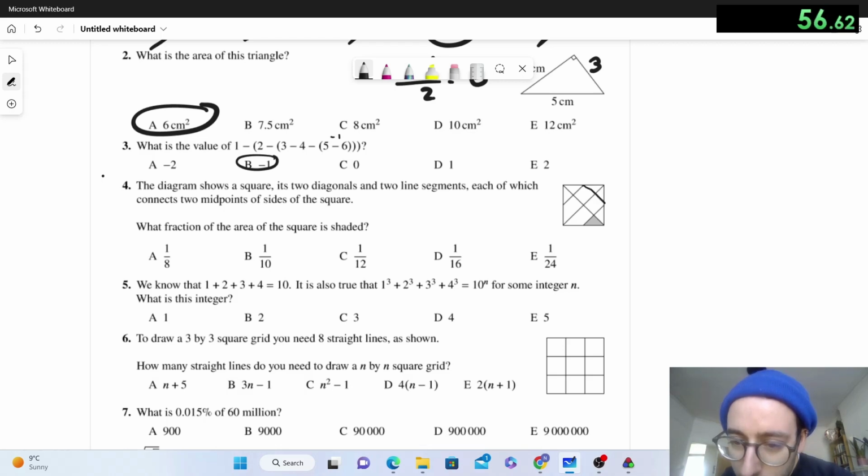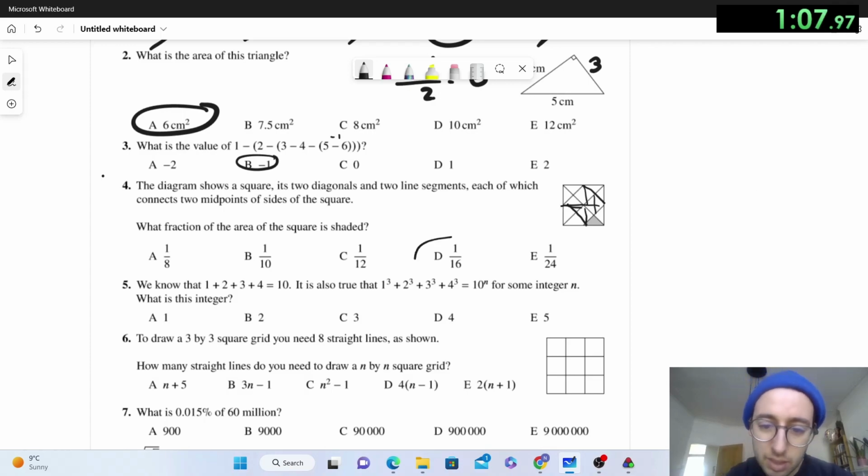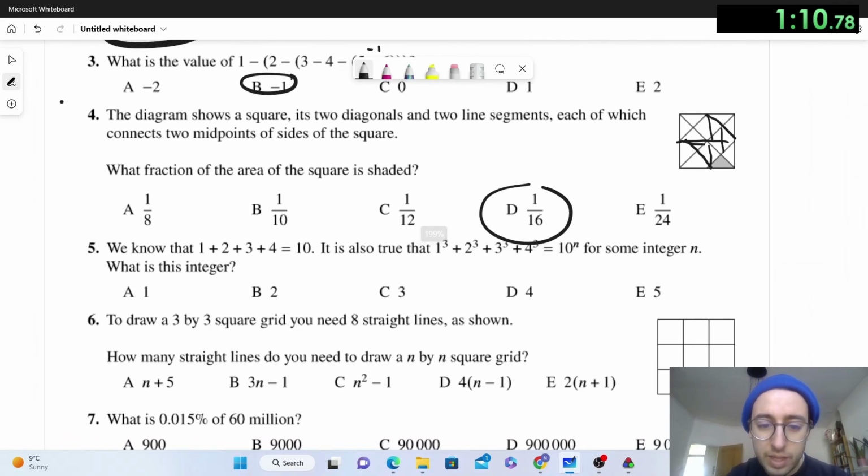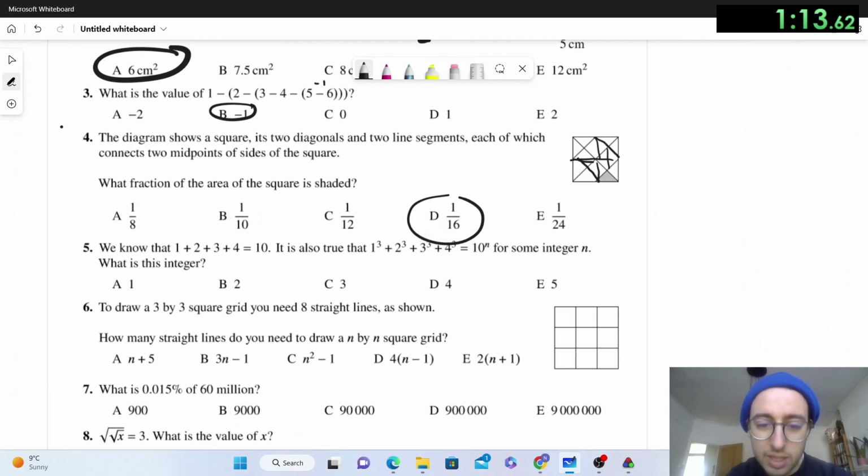Okay, if I do this, and then I can do that. Okay, so it's one piece out of, in total, 16 pieces. 1/16. We know that is 10. It is also true that that cubed is 10 to the n, so that's 1 plus 8 plus 81 plus... Okay, well, wait. We also know that it is also true... Wait, what? That's 81, right? 27. No, that's 27. Oh, and that's 64, so it must be squared.